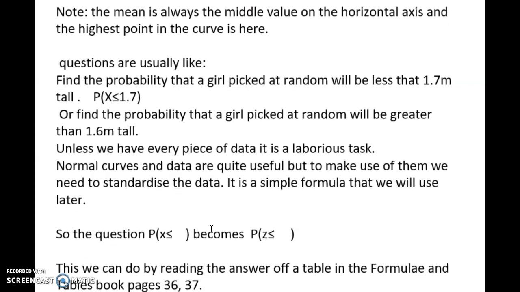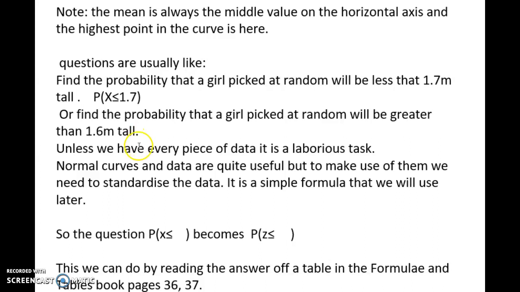Okay, now questions are usually something like, find the probability that a girl picked at random will be less than 1.7 meters tall, and that's written like this: P of X is less than 1.7. Or find the probability that a girl picked at random will be greater than 1.6 meters tall, and that will be P of X is greater than 1.6. So, you need really every piece of data to work that out, and it's a very laborious task.